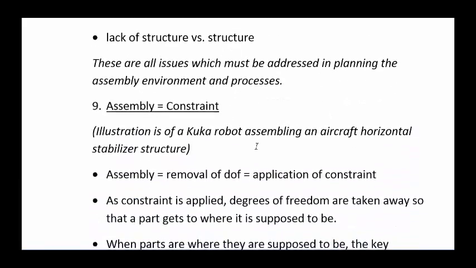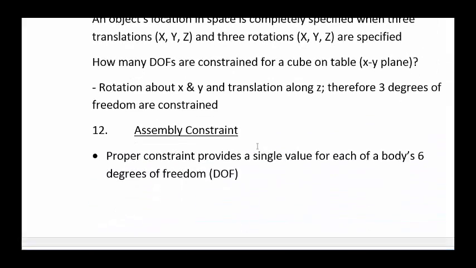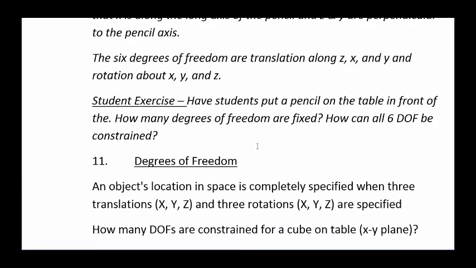Talk about automation some, and robotics, get into constraints and degrees of freedom. There are some interesting exercises here that help students. This concept of degrees of freedom is kind of hard to get at for students. So if you have students put a pencil on the table, you remember we used a cylindrical part as an illustration? Well, a pencil is a good stand-in for that. If you put a pencil on the table, how many degrees of freedom are fixed? Well, it can't fall through the table. So some of the degrees are constrained by the table and by gravity.